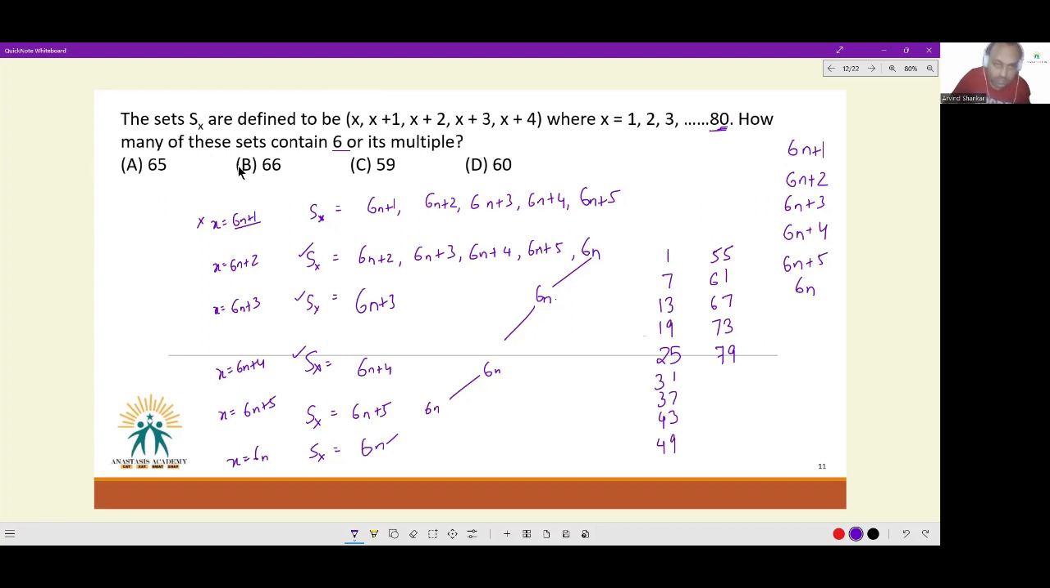So, how many of these sets contain 6 or its multiple? The answer is option B, 66. Hopefully, this family of numbers 6n, 6n plus 1, 6n plus 2, this representation is something you are familiar with. If not, you should ideally insist, or wherever you are learning from, you should ask them to teach you about this. Okay, next.